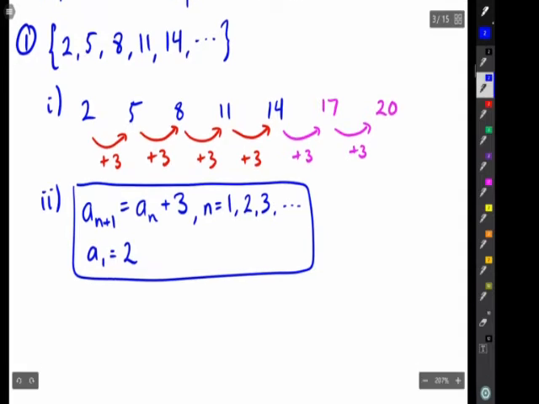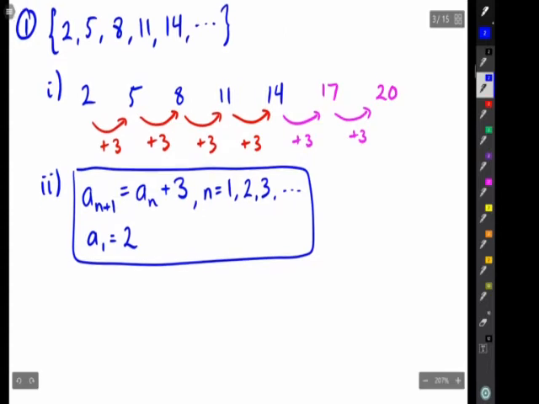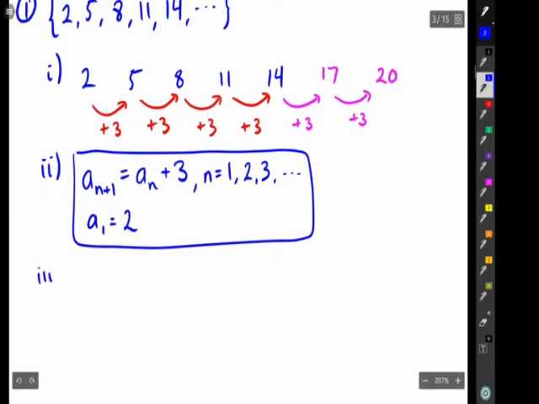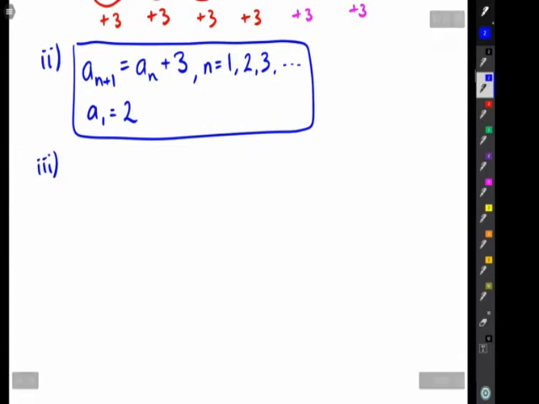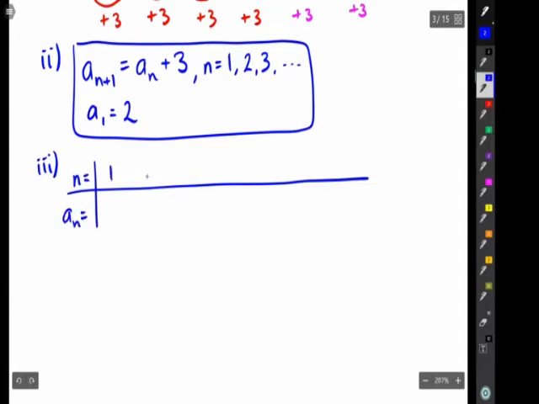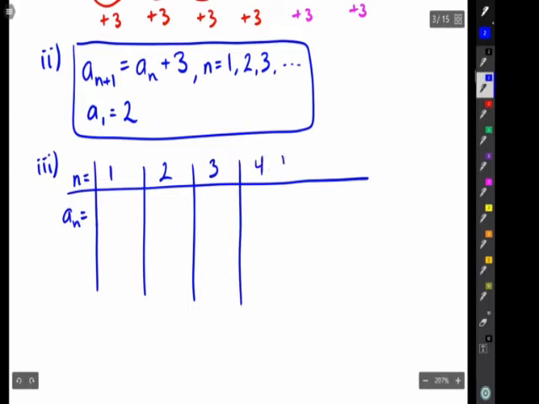Okay. So for the 3rd part here, we want an explicit formula. Again, I find the best way to figure out an explicit formula is to write out a chart like this. So when n is 1, what happens? When n is 2, 3, 4, and so on.